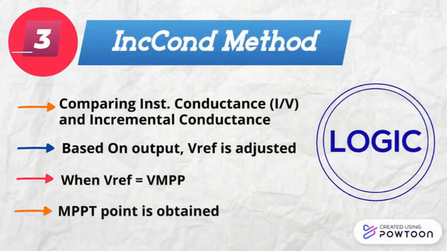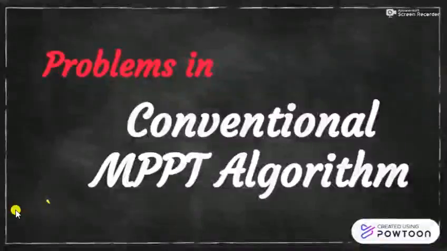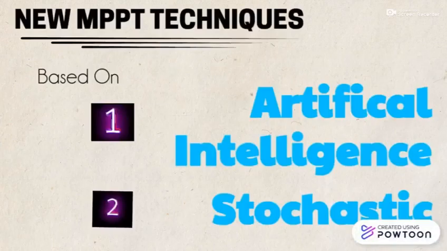So the InCond offers advantages of better performance under rapidly varying atmospheric conditions as well as lower oscillation around the MPP. However, under partial shading conditions, there is a chance that it is not able to track the global MPP. You can say that finally the control circuitry of the InCond is complex, which leads to a high system cost. Conventional methods have slow responses over sudden changes of temperature and irradiance. For instantaneous responses, new MPPT techniques were developed based on artificial neural network and stochastic based.